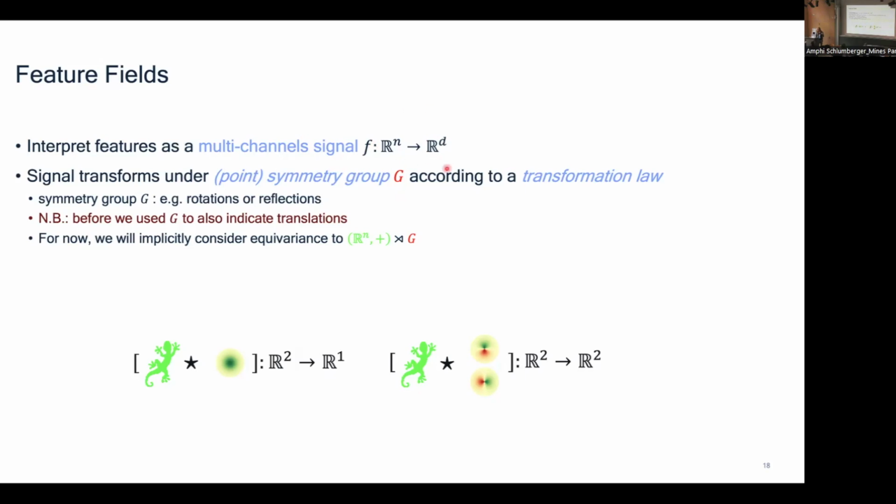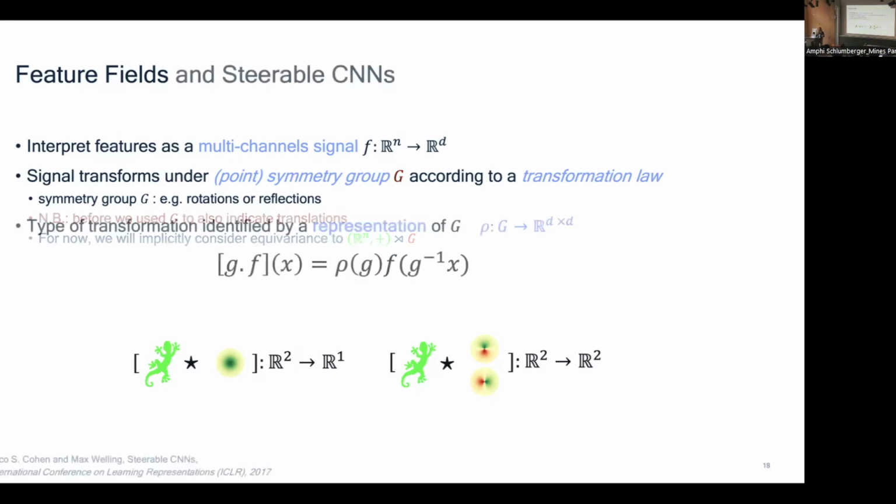The reason why we do this is that now we can interpret features not as tensors, but as vector fields, similar to the output of the steerable filters. The other small change I do is that from now on, I will use the group G to refer only to the rotation or reflection, but the point preserving symmetries, while translations, I always assume translation equivariance is given by the fact that we use convolution, so we don't really care about that much anymore.